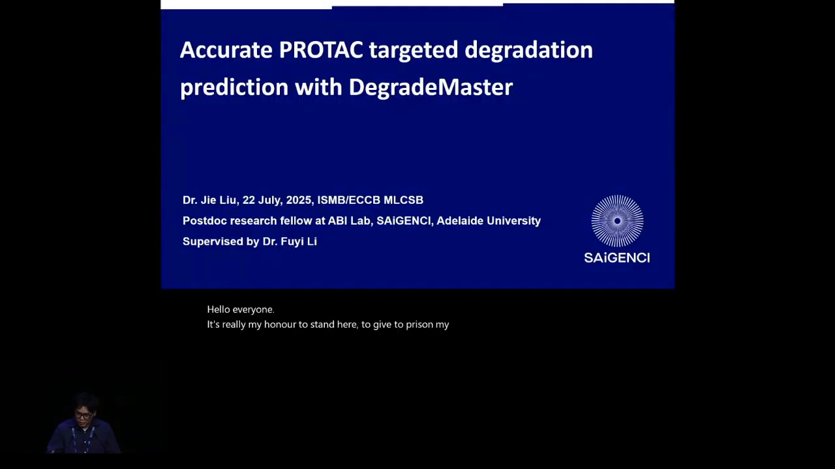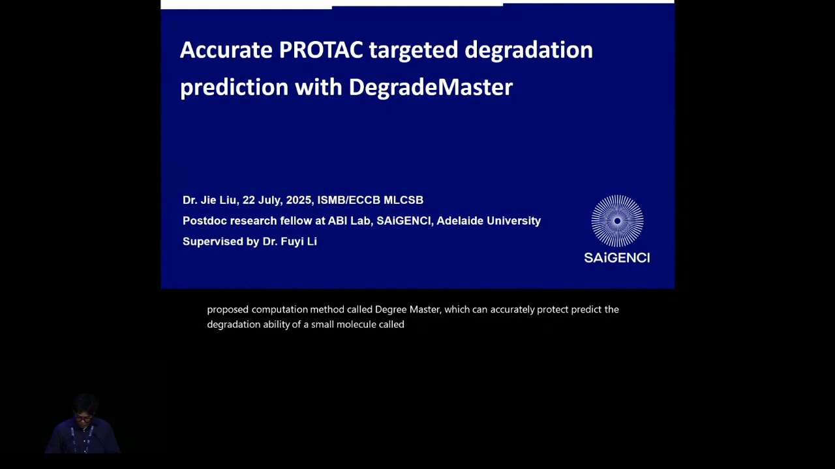Today, my name is Jie Liu. I'm a postdoc at the ABI Lab from Sargent Uni Adelaide. So today I'm going to talk about my recently proposed computation method called DegradeMaster, which can accurately predict the degradation ability of a small molecule called PROTAC.